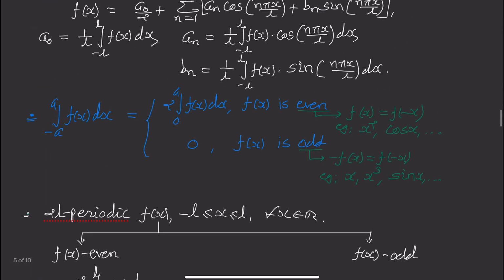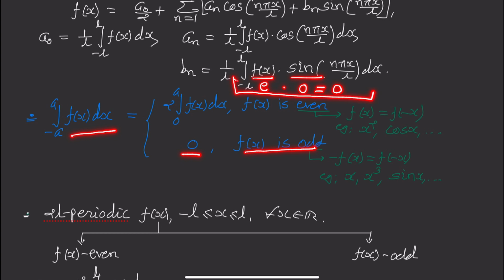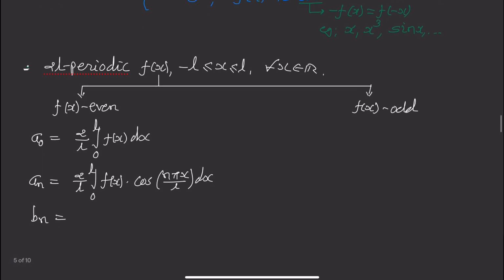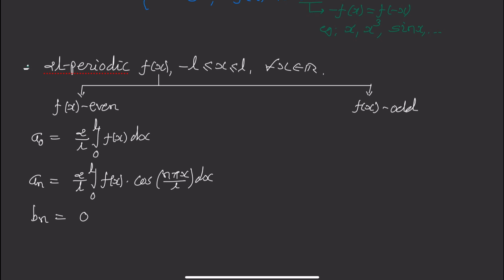And what is bn? Let us discuss. Bn is f of x into sin n pi x upon L. In our case f of x is even, sin we know is an odd function, so the product of even into odd function is odd, right? And when the function is odd, this integral is 0, and therefore bn is equal to 0, right?